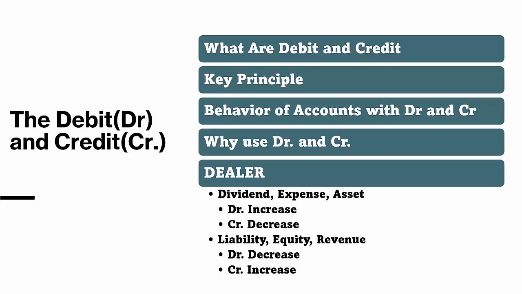In summary, debits and credits are used to record each financial transaction. Every transaction affects at least two accounts and must balance, the double entry system. Different types of accounts react differently to debits and credits.